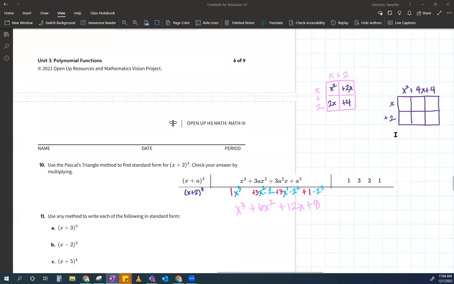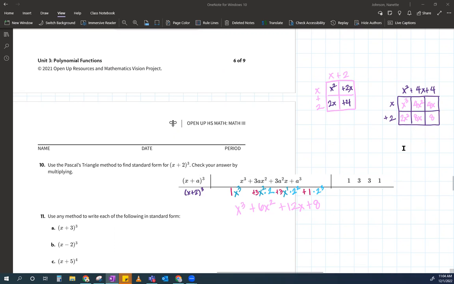Okay. So I'm going to multiply out now because I think you guys had enough time. And I'll go a little slower. So x times x squared is x cubed. X times 4x is 4x squared. X times 4 is 4x. X squared times 2, that's 2x squared. 2 times 4x is 8x. And 2 times 4 is 8. Okay, I'm going to make sure that I didn't make any mistakes. X cubed, 4x squared, 4x, 2x squared, 8x, and 8.